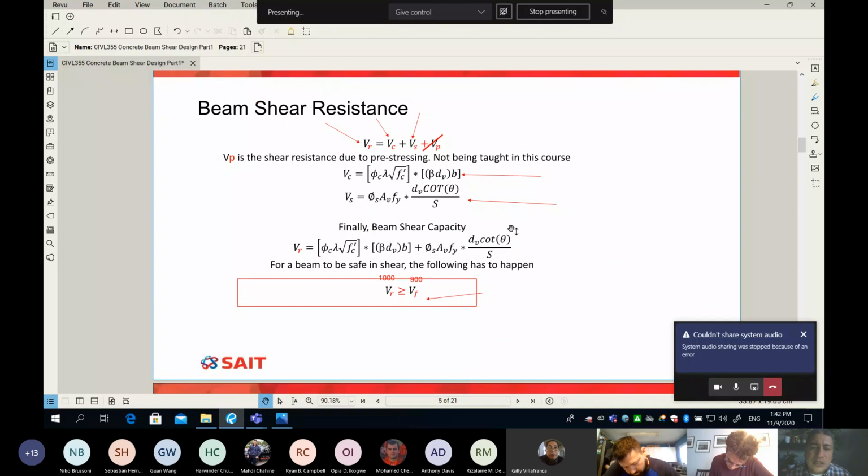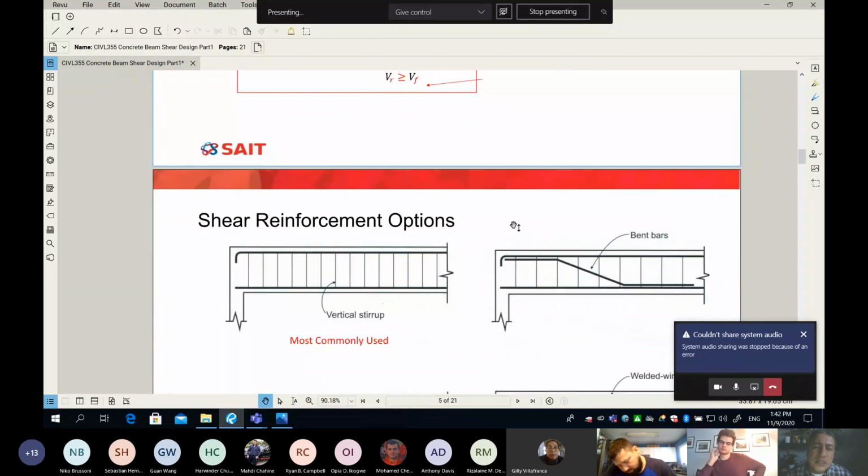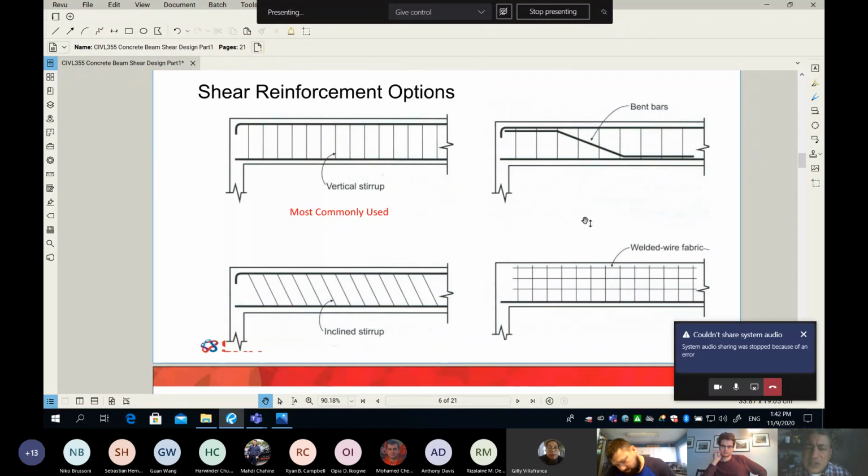So let's go back to here. Now you know what is AV. Now, again, today I probably don't have time to give you a numerical example, but I want to finish all the theory behind stirrup. So let me show you shear reinforcement options. So what are the shear reinforcement options?